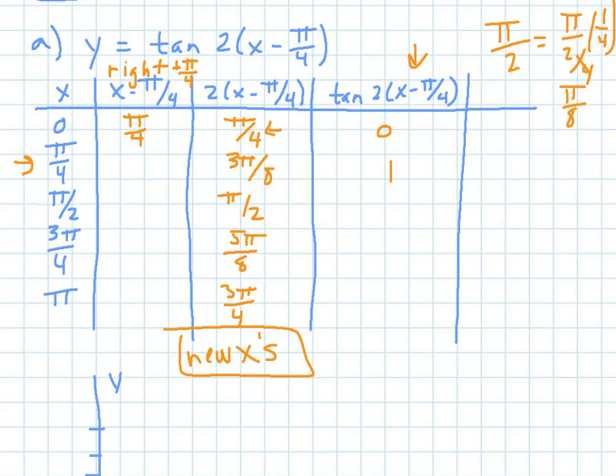So now if I plug in pi over 2, pi over 2 minus pi over 4 is pi over 4, times 2 is pi over 2. So tangent of pi over 2 should be undefined.